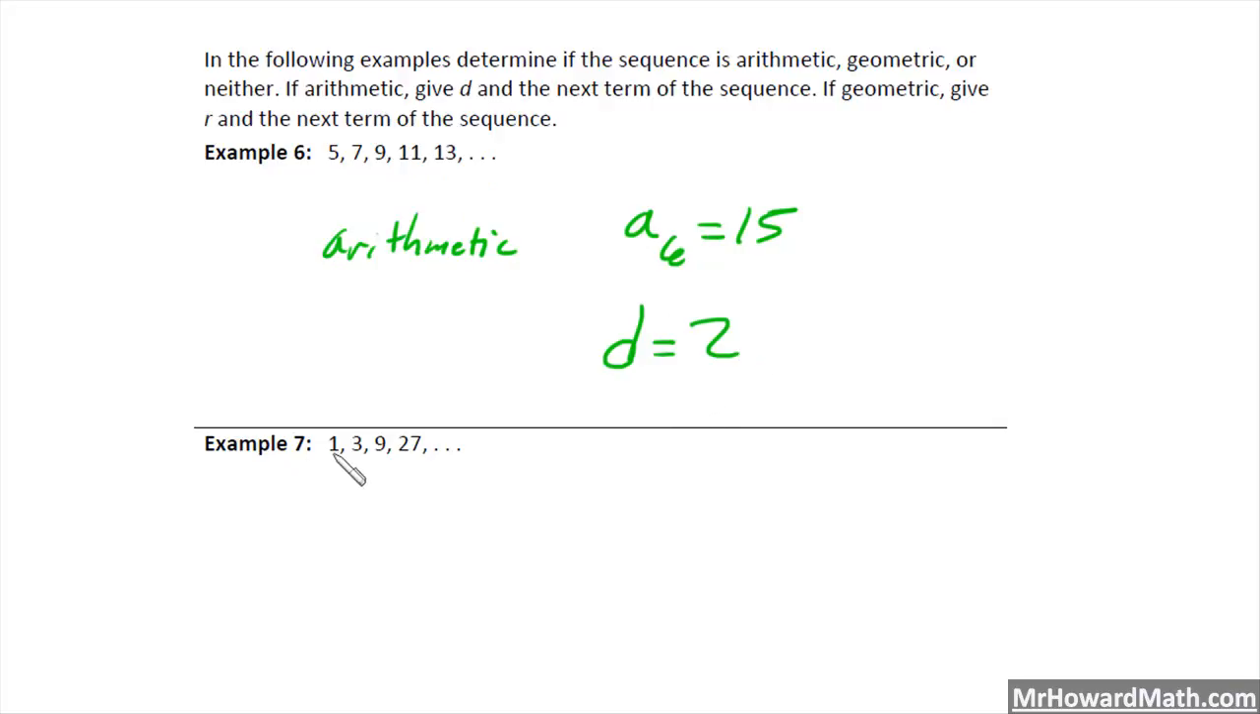Okay, next one, we have 1, then 3, then 9, then 27. Here we're multiplying by 3. 1 times 3 is 3, 3 times 3 is 9, 9 times 3 is 27. So we have a common ratio of 3. We're multiplying by 3, so this is a geometric sequence. The next one would be 27 times 3, which would be 81, and that would be the fifth term, a sub 5.